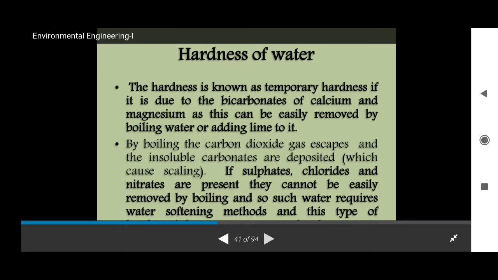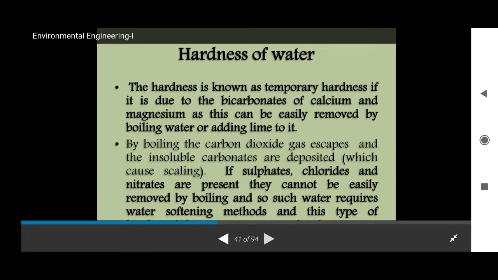Another thing is that the hardness is known as temporary hardness if it is due to the bicarbonates of calcium and magnesium, as this can be easily removed by boiling the water. So any hardness which is temporary in nature is caused by the bicarbonates of calcium and magnesium, right? By boiling, the carbon dioxide gas escapes and the insoluble carbonates are deposited, which cause scaling.